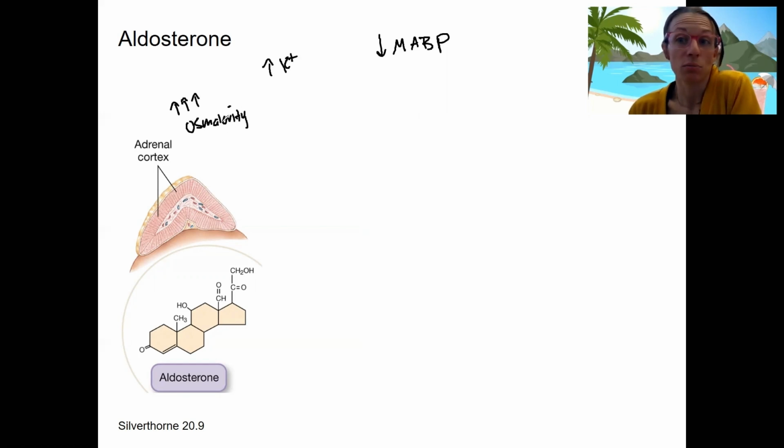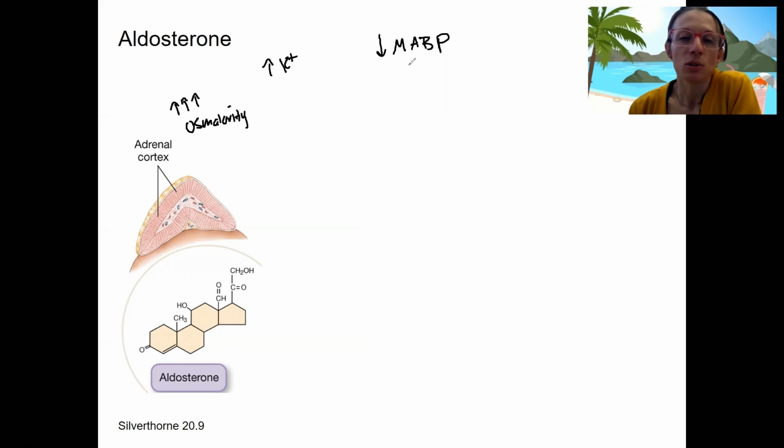This is the ratio of salt to water, so it's often going to be related to low blood pressure, but it's a different stimulus, and we'll see that in the future. Oftentimes you can have a change in osmolarity without a change in blood pressure. You can have a change in blood pressure without a change in osmolarity. They are different stimuli.